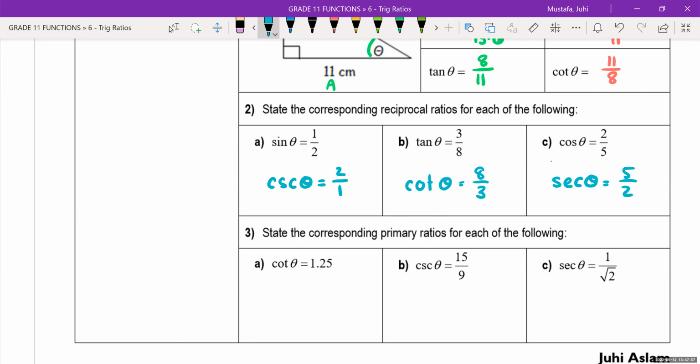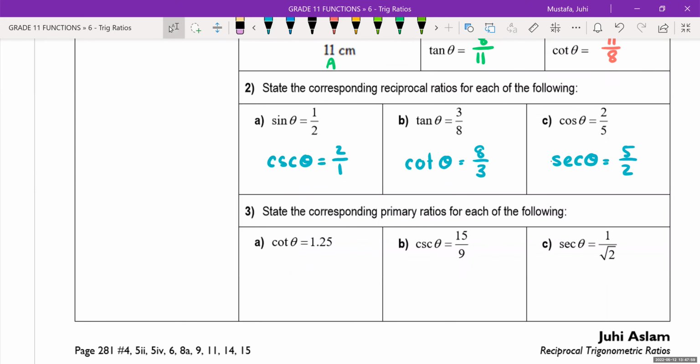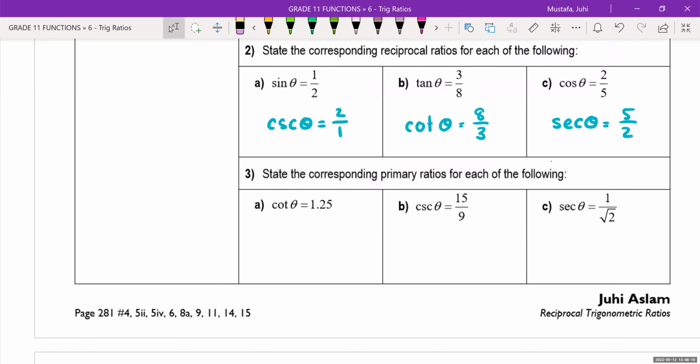Okay, now we're gonna go the opposite way. For question number 3, I've given you 3 of the secondary ratios, and we're gonna try to figure out what the primary ratios are. So when you have something like 1.25, try to change it into a fraction if you can, and if not, you can just put it as 1.25/1. Luckily, 1.25 can be rewritten. It's 1 1/4. Actually, I'll write it here. 1 1/4, which is the same as 5/4.